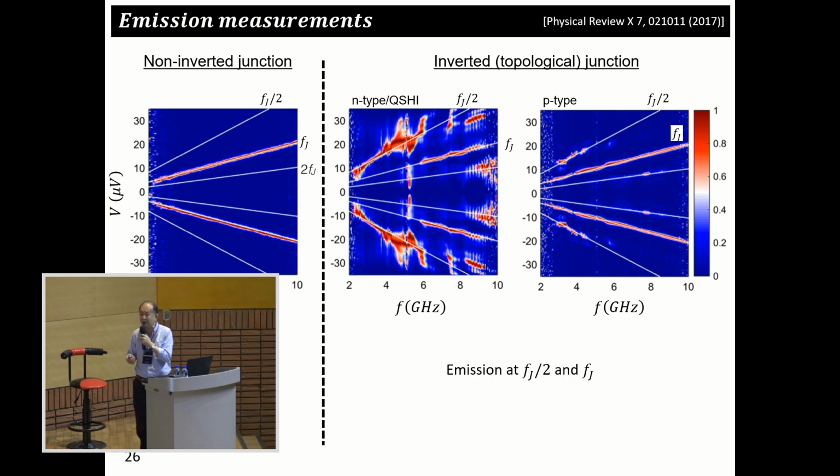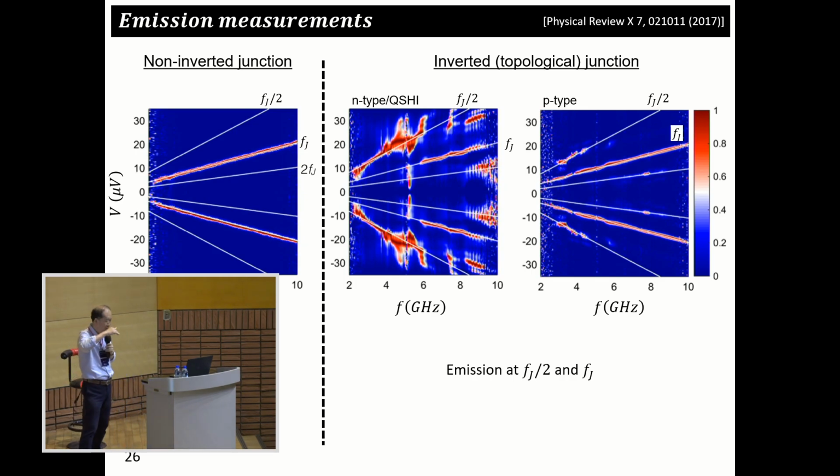And this is an emission measurement. We tune the chemical potential in the normal region. In this case, it's in the conduction band. The chemical potential is in the bulk conduction band or bulk valence band, so it should be a trivial case. So we see the emission with just the ordinary Josephson frequency.